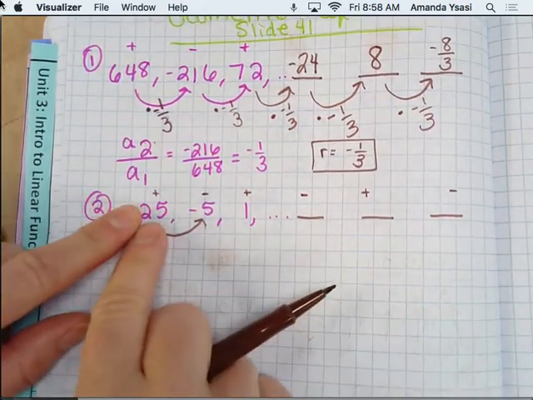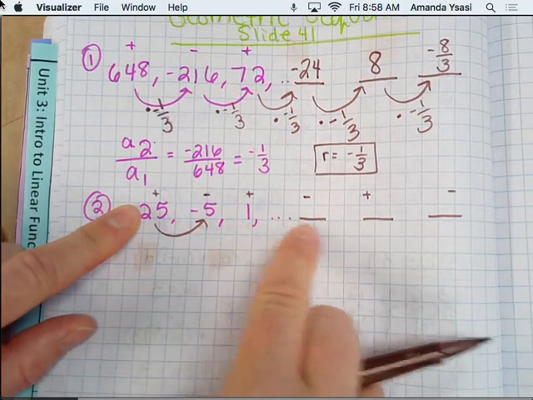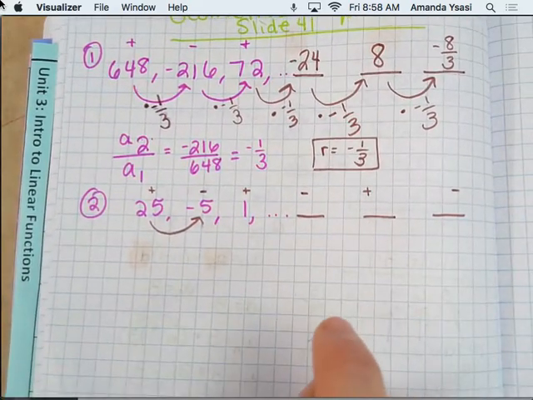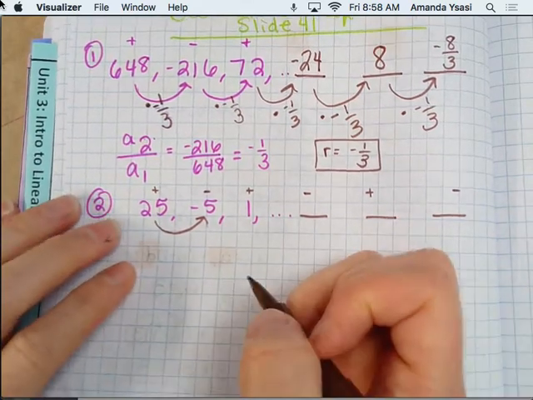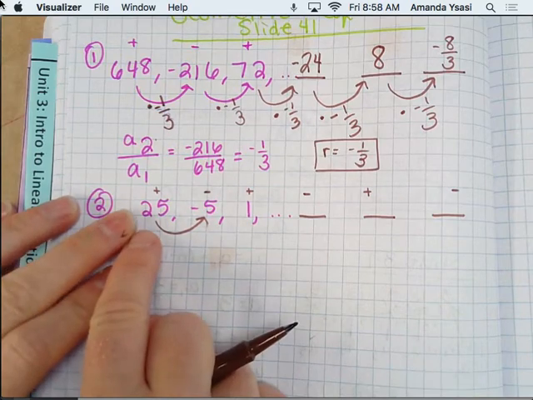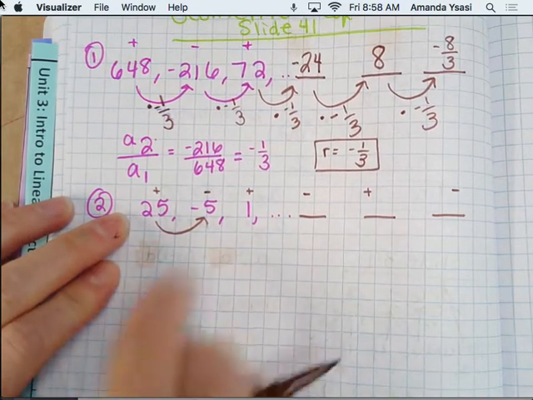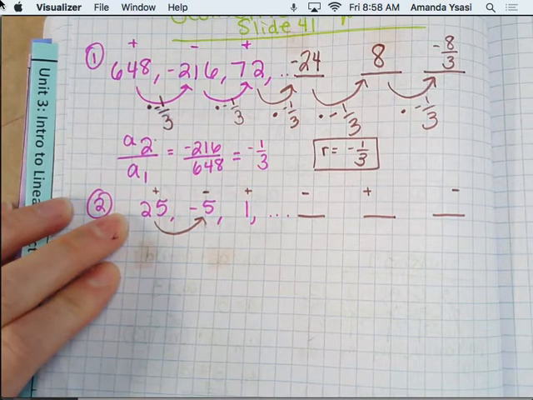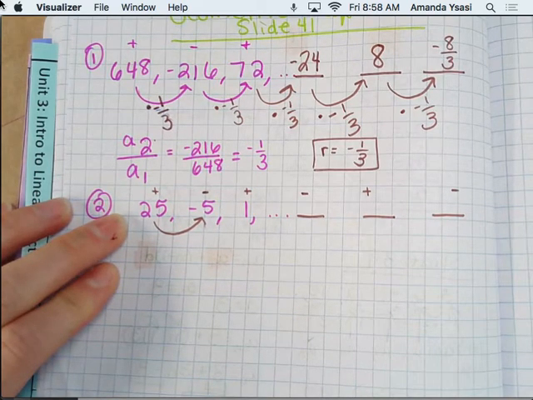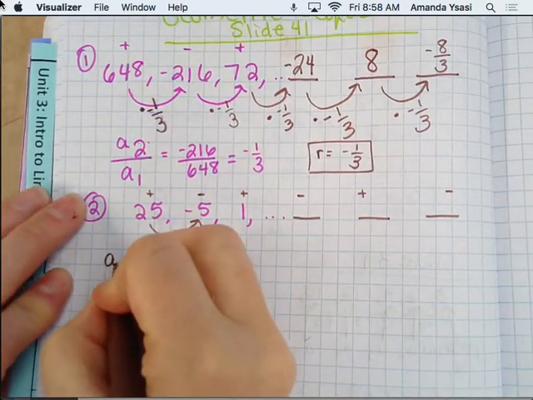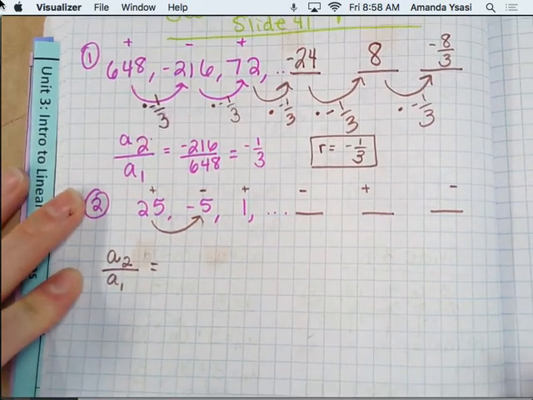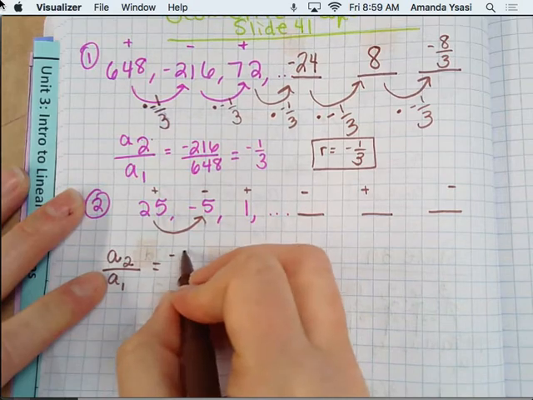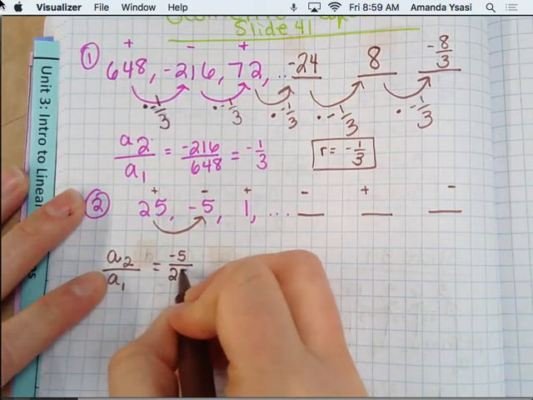This one's a positive number, this one's negative. This one's positive, this one's negative. So that's one of the clues that tells you it's a geometric sequence. So what do you think the pattern is? What is 25 being multiplied by or divided by to get negative 5? Negative 0.2. So let's see. We're going to do A2 divided by A1, so it'd be negative 5 divided by 25.